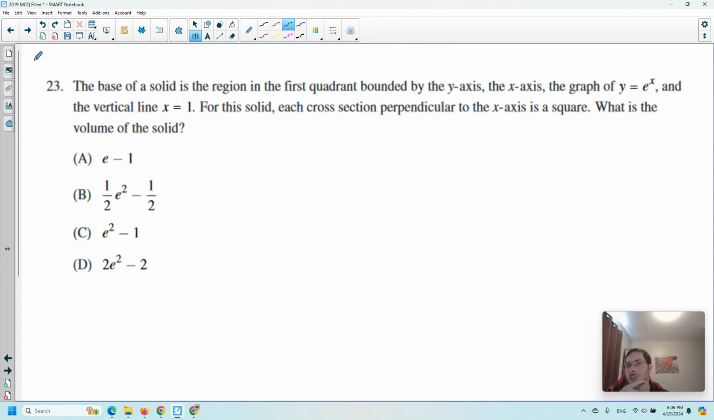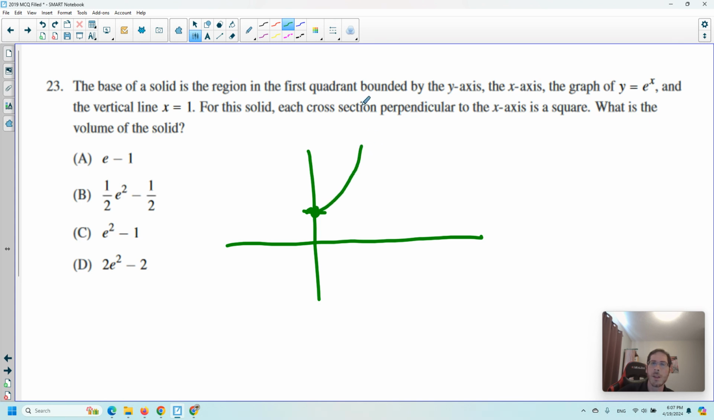For 23, the base of the solid is the region in the first quadrant bounded by the x-axis, the y-axis, the graph y equals e to the x, so e to the 0 is 1, so that's going to look something like this, and the vertical line x equals 1. So that means this is going to be at the point (1, e). For this solid, each cross-section perpendicular is a square. What is the volume of the solid?